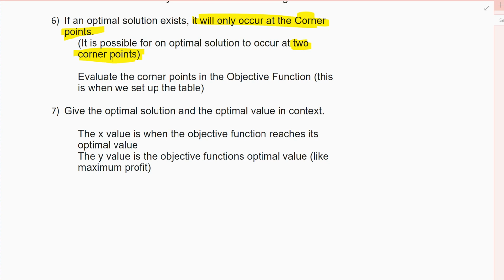Again, you evaluate it by plugging them into your objective function and finding out whether you want max or mins, and so whatever value gives you the most, and then you write your answer. What's the maximum amount? What X value do you need to achieve it? What Y value do you need to achieve it?